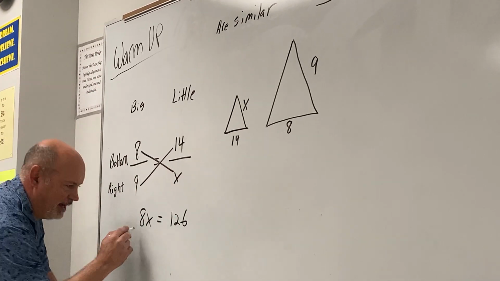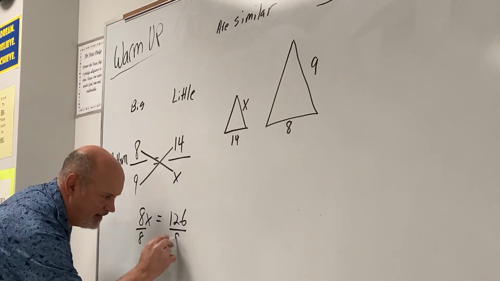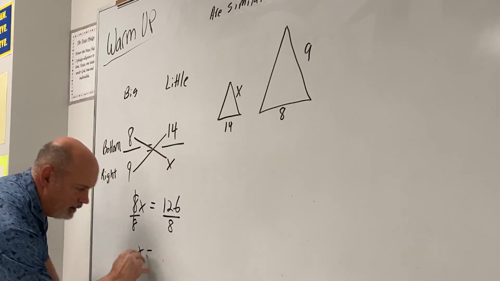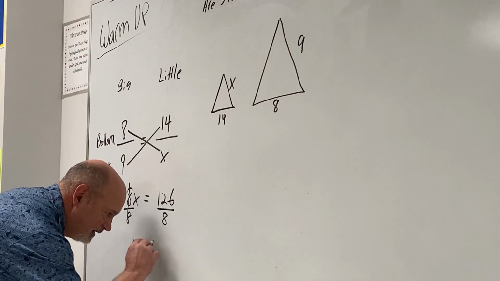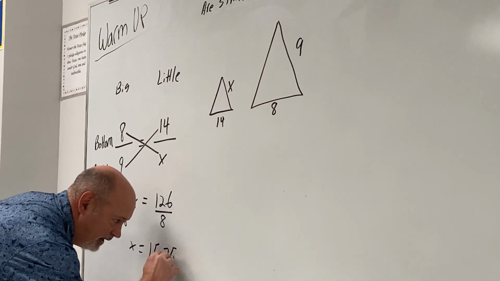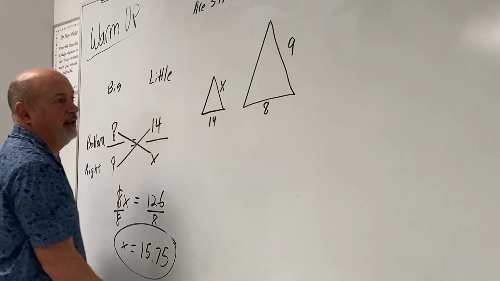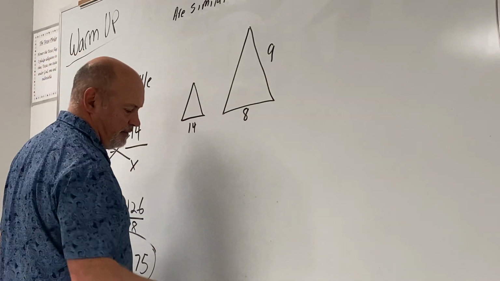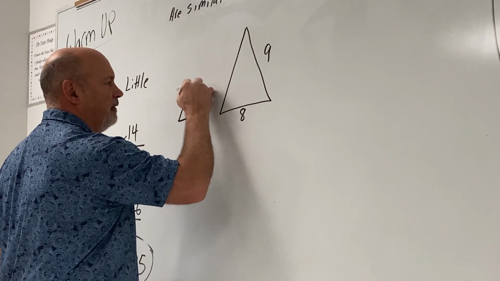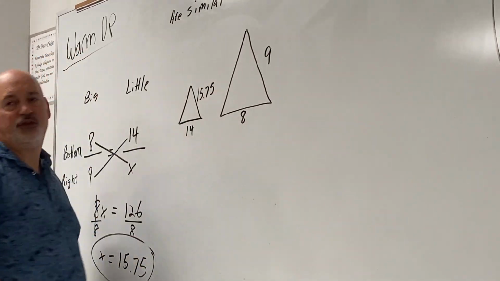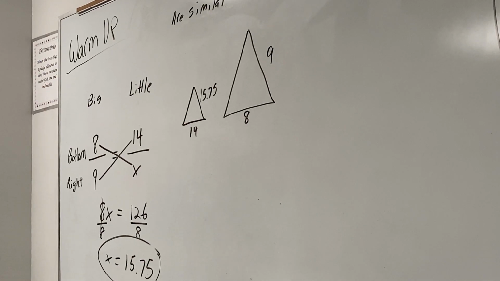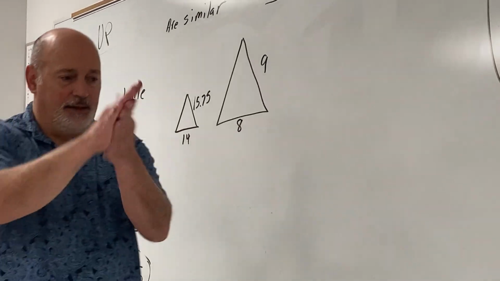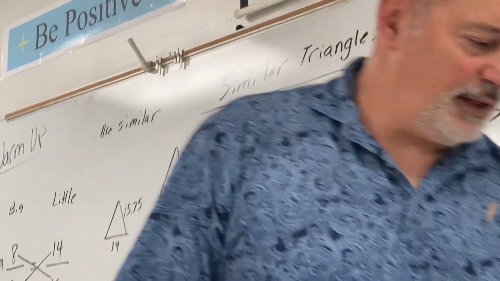And then if we divide by 8, what do we get? 15.75. We get a decimal on this one? 15.75? That's fine. It is okay to get a decimal every now and then. 15.75. Questions? All right. I think you're ready for the assignment.